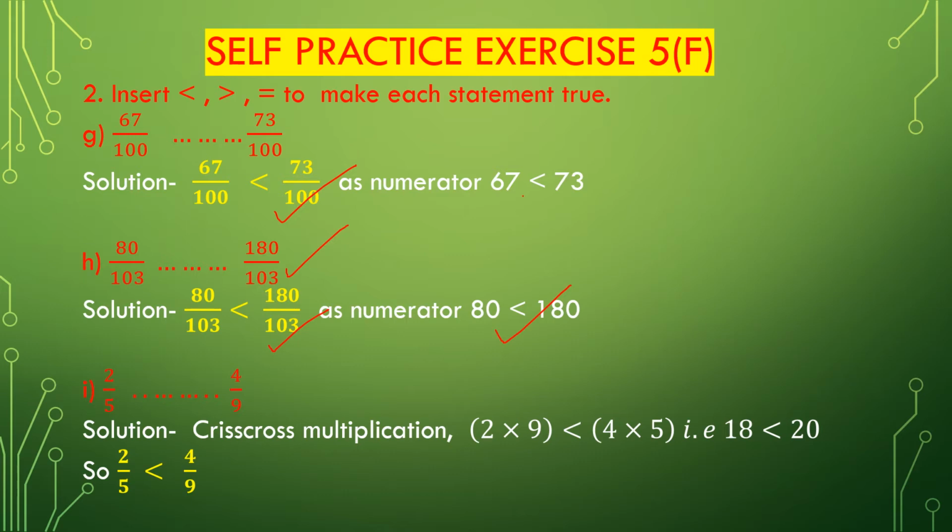Numerator 2 multiplied with denominator 9, we get 18. And multiply the numerator of the fraction 4 divided by 9, that is 4, with the denominator of the fraction 2 divided by 5, that is 5. So 4 multiplied with 5 is 20. 18 is less than 20. So 2 divided by 5 is less than 4 divided by 9.